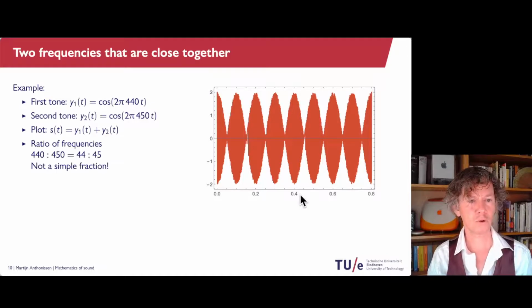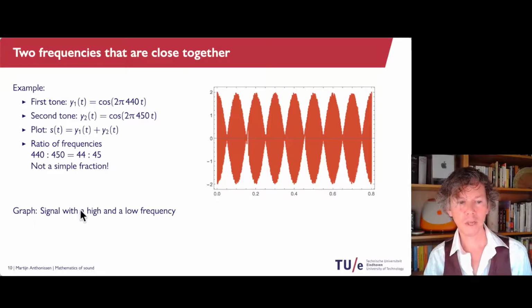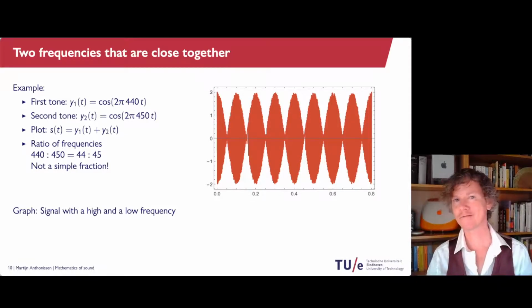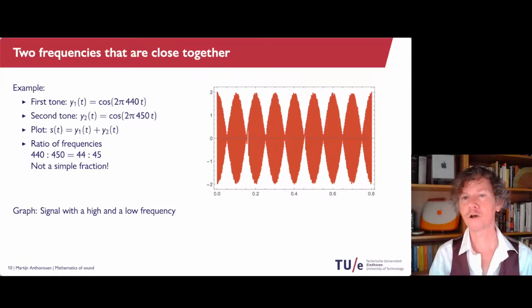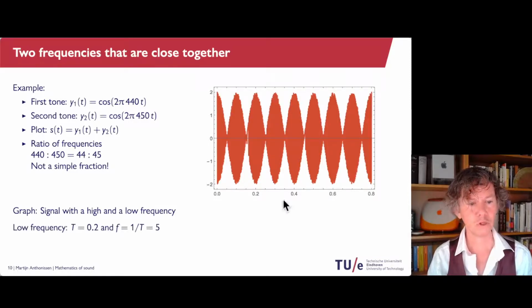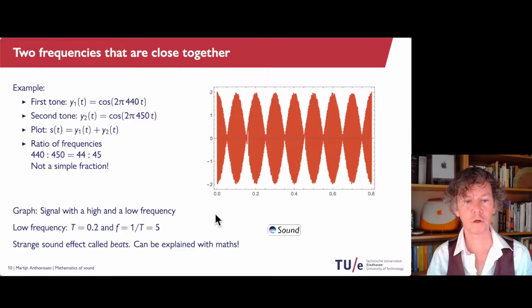So let's see what we have here. The frequencies are not so simple. We get a graph with a high and a low frequency. The low frequency is the frequency corresponding to 0.2 seconds. So that's 1 over 0.2, which is 5 Hertz. And there is a high frequency. I cannot see that frequency, but I just know it happens because I see a solid red region there. So we see a low frequency of 5 Hertz.